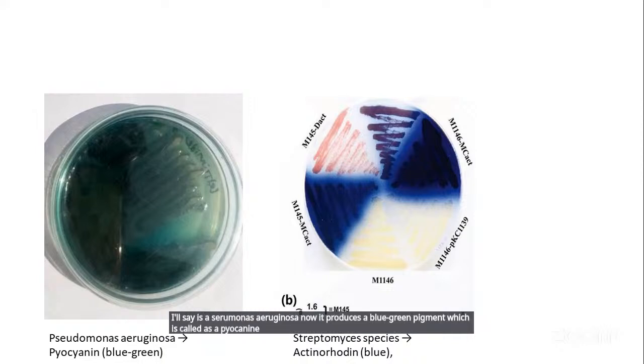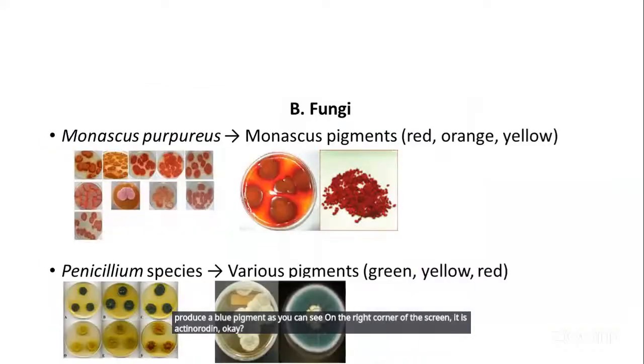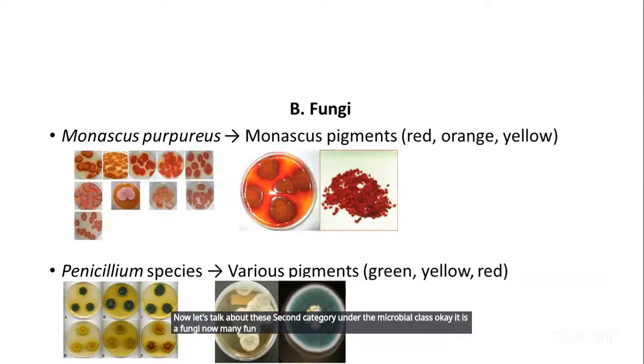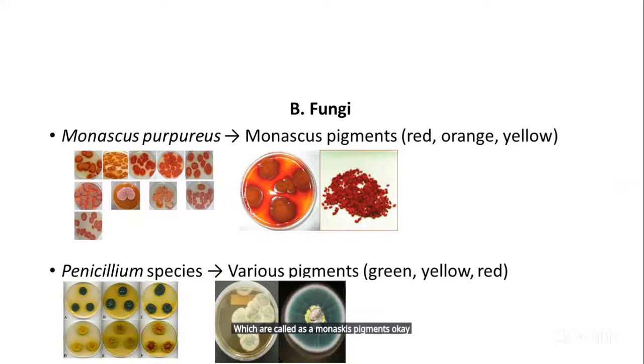The next example is many Streptomyces species, which can produce a blue pigment, as you can see on the right corner of the screen, called actinorhodin. Now let's talk about the second category under the microbial class, which is fungi. Many fungi can produce pigments. A very popular example is Monascus purpureus. This fungus produces a range of pigments called Monascus pigments, which are red, orange, and yellow in color, as you can see on the screen.